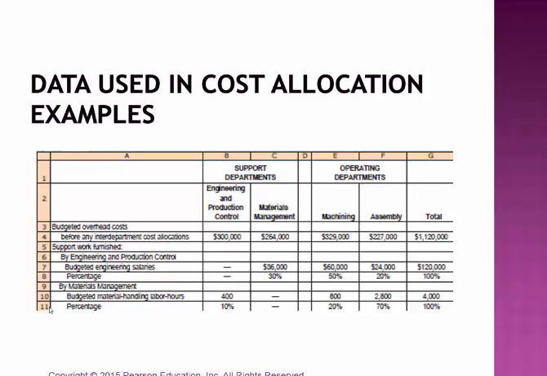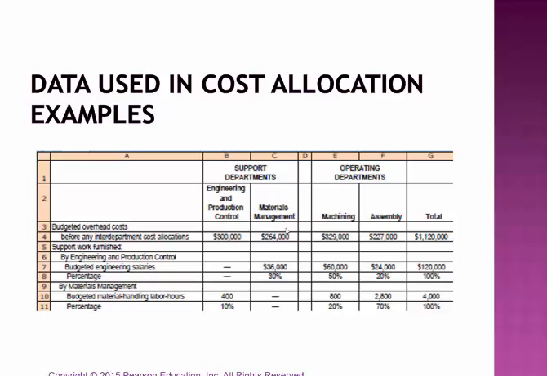Alright, so here's our data set yet again. Paying attention here, engineering and production control has $300,000 worth of overhead costs they want to allocate. And then materials management has $264,000 they want to allocate. But we're paying very special attention now to the fact that for engineering and production control, 30% of their amount is going to go to materials management, based on the fact that the engineering support in materials management is 30% of that $120,000 total.